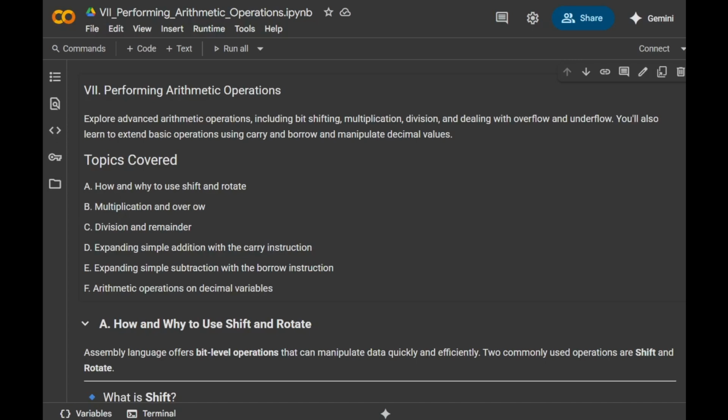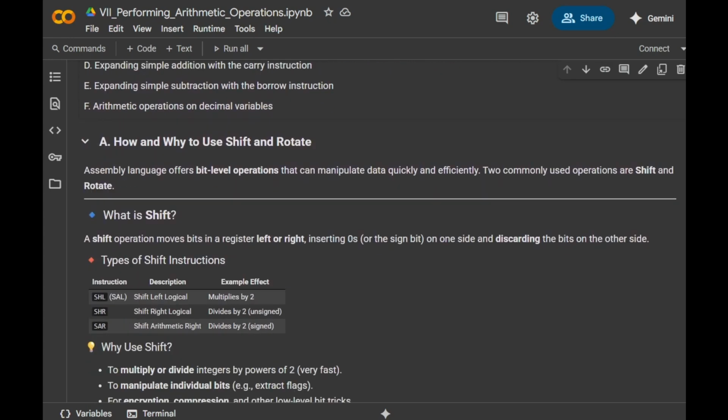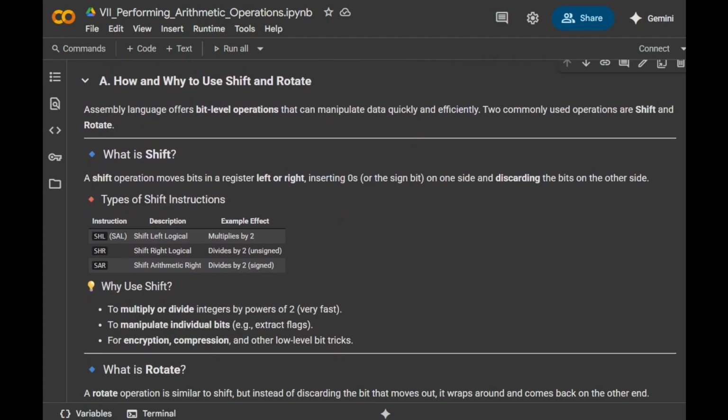In this section, we will explore advanced arithmetic operations in assembly language. We'll cover how to use shift and rotate instructions, perform multiplication and division while handling potential overflows, and see how to expand basic addition and subtraction using carry and borrow flags for multi-byte operations. Finally, we'll learn how to manipulate decimal values. Let's begin with how and why to use shift and rotate operations.